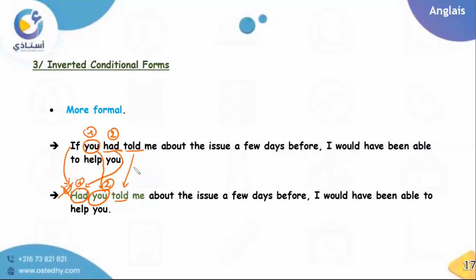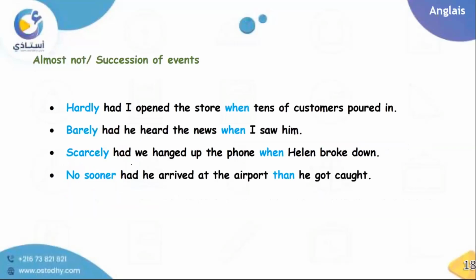Instead of using "if" in the conditional, we can get rid of "if," just delete it, and we apply the inversion. We start with the verb and then the subject. So if the verb contains an auxiliary, it means that we start with the auxiliary, then the subject, and whatever comes after, comes after. Okay?